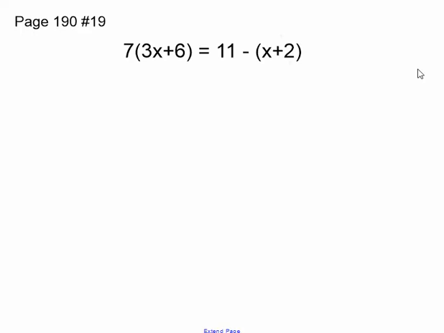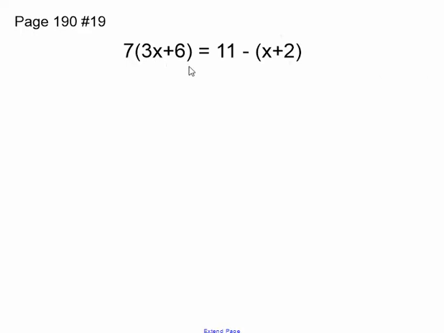Hello. In this video I'm going to show how to solve multi-step equations. I'm going to do the example 7 times the quantity 3x plus 6 equals 11 minus the quantity x plus 2. To solve means to find the number or numbers that makes the statement true.